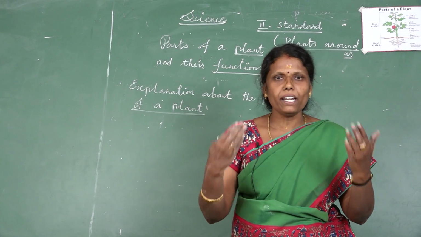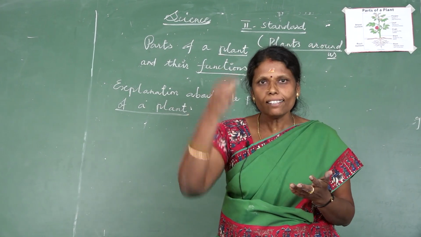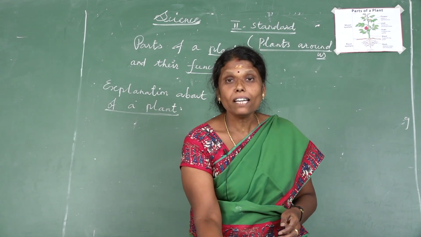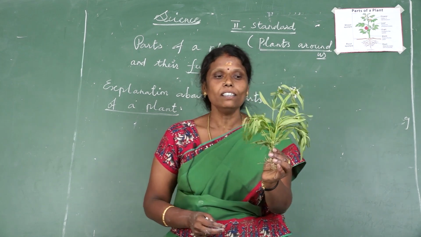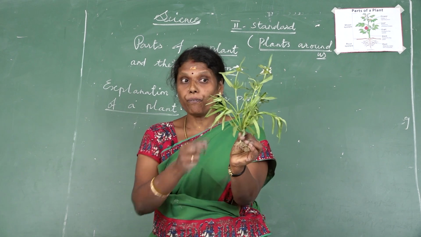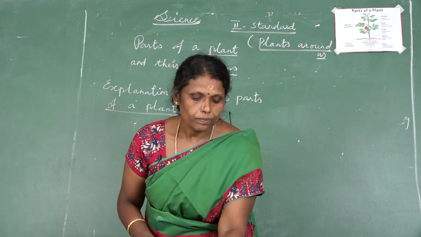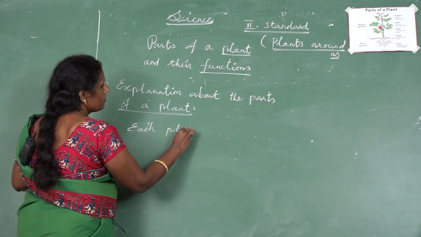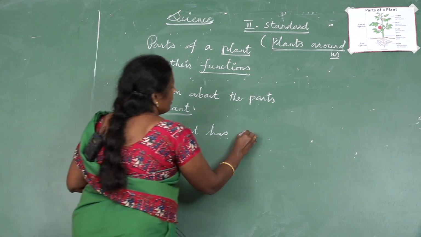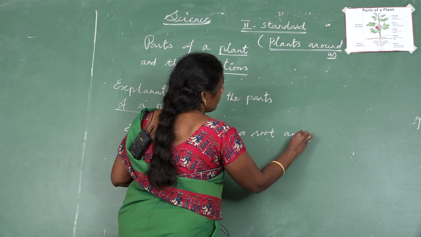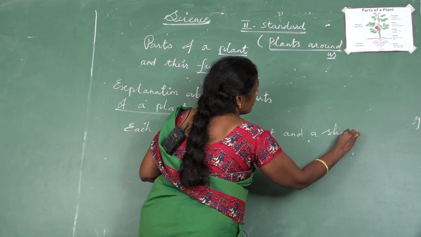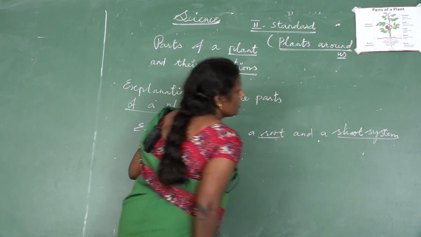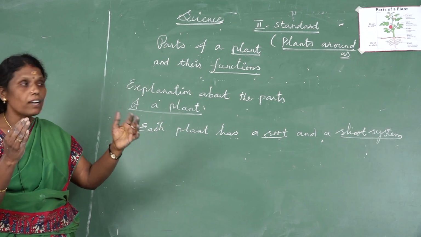Our body has many different parts such as head, hands, fingers and legs. In the same way, plants also have different parts and colors. There are different colors and shapes. Each plant has a root and a shoot system. Each part has a set of functions to do.